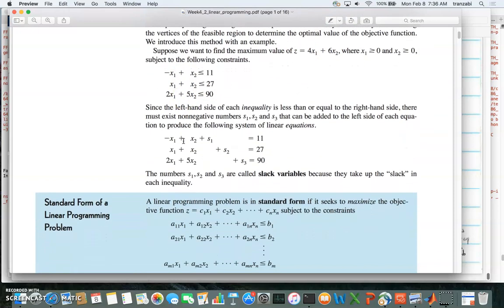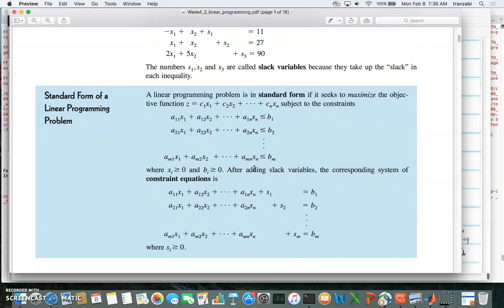Okay, so we know that we convert all the inequalities to equalities using basic variables or slack variables. So we're going to add s1 to the first equation, we convert it to equality. We add s2 to the second equation, convert it to equality. And then we add s3 to the third equation and convert to equality. Now we're going to have 3 equations instead of 3 inequalities with 3 slack variables, or we call them basic variables. Okay.